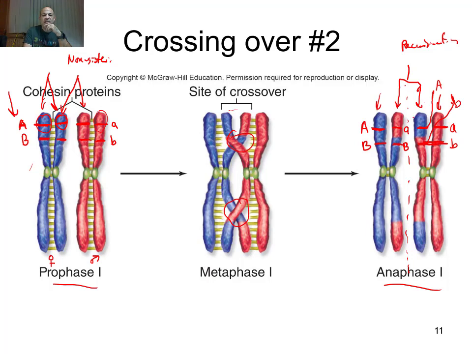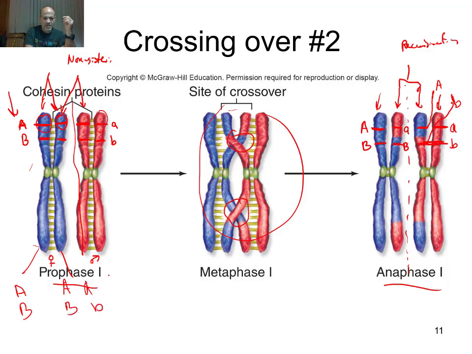So what do we get now? If crossing over didn't occur like it did here, and then we separate the chromosomes, all you're going to get are what you got from your parents, right? You're going to get big A, big B, and then little a, little b on each of the chromatids.